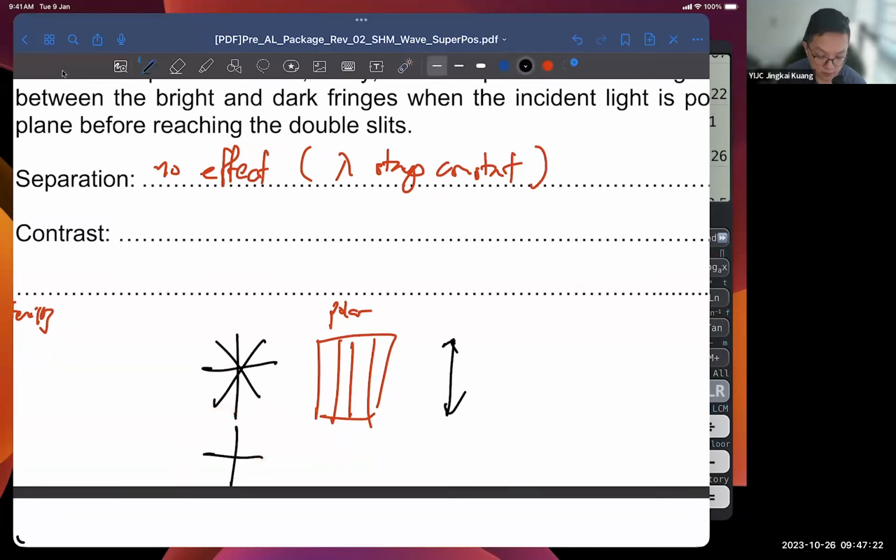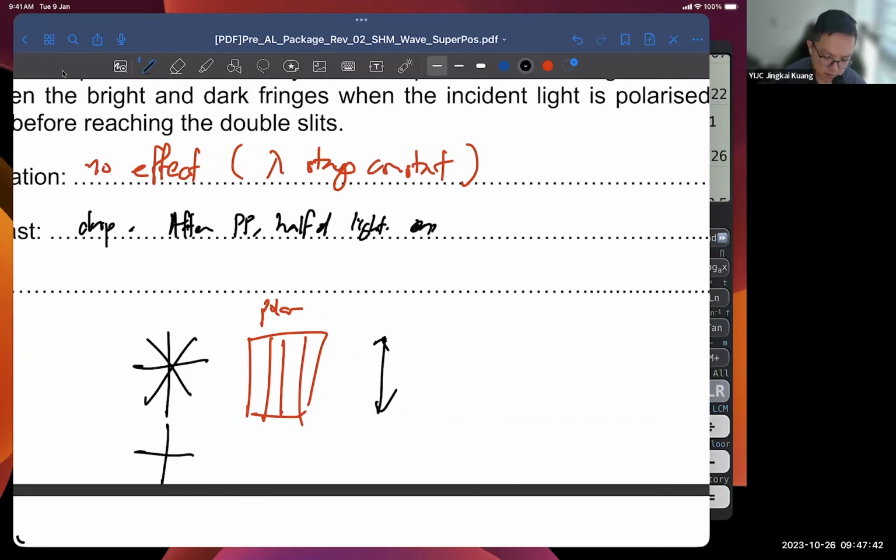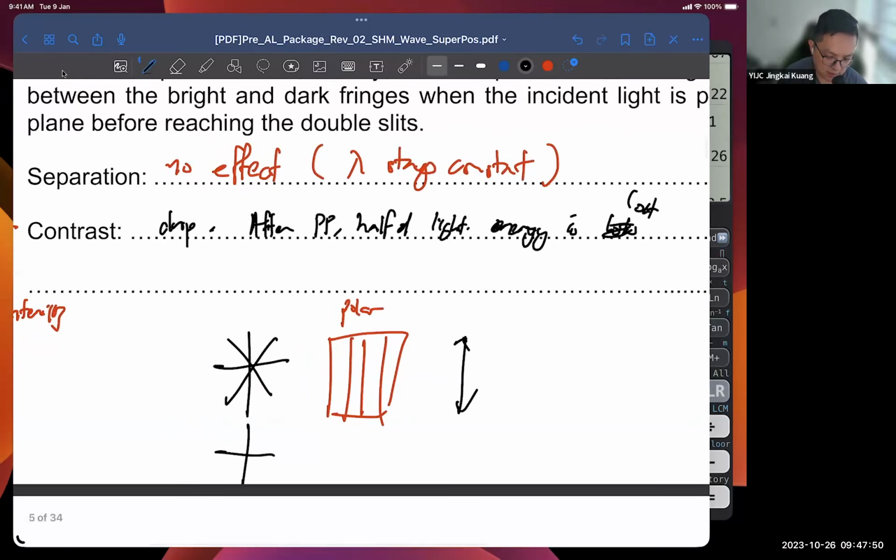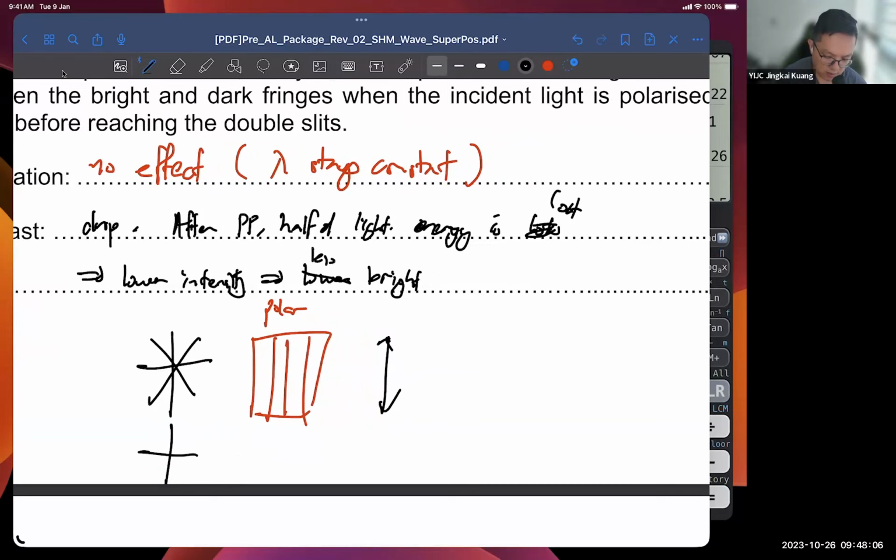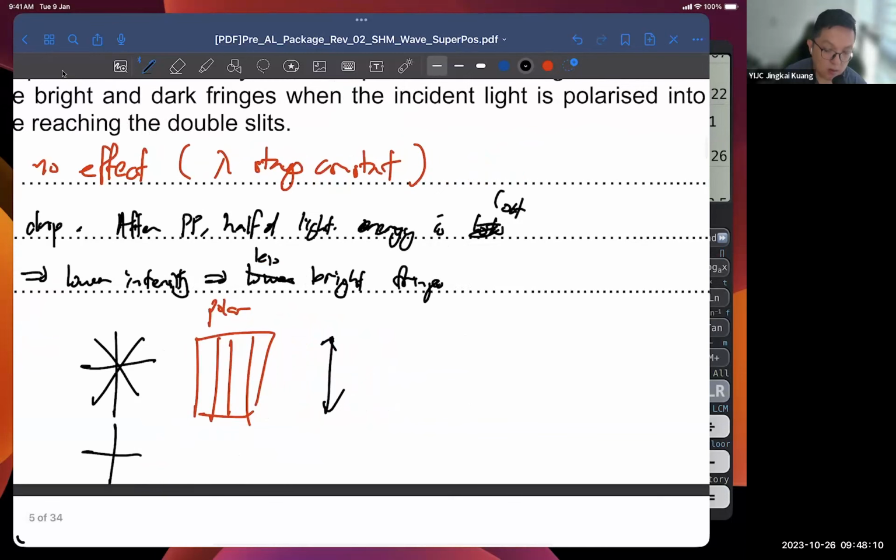So that means your contrast will drop, because after the polarizer half of the light energy is lost. This means you will have lower intensity, which leads to less bright fringes. The dark one does not change. The dark will still be completely dark because this does not affect your cancellation.